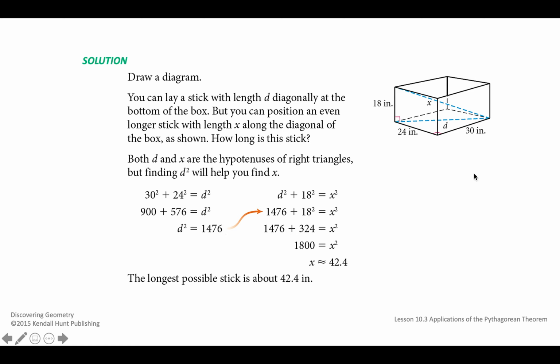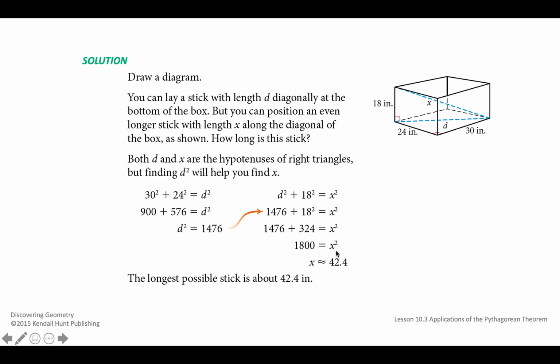So now let's think about finding x. x is the hypotenuse of this other right triangle where the right angle is over here. One of the legs is d, and one of the legs is this 18 inches right here. So d squared, one of the legs, plus 18 squared, the other leg, squared, is equal to the hypotenuse squared, x squared. Now, we already know that d squared is equal to this. So let's plug that in for d squared. 18 squared is 324. If you add these together, you get 1800. And that's equal to x squared.